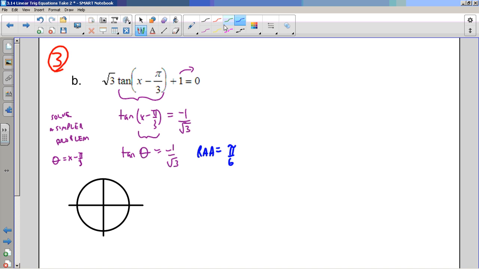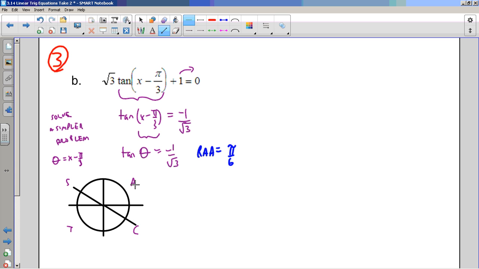Well, where are the terminal arms of these angles theta? And notice I'm thinking about theta now. Well, where is the tangent negative? Where is it negative? The tangent is positive here and here, so it's got to be in this quadrant or this quadrant. And there we go.